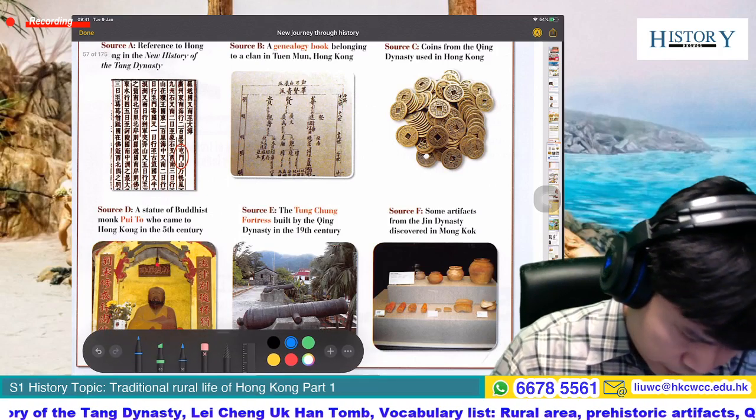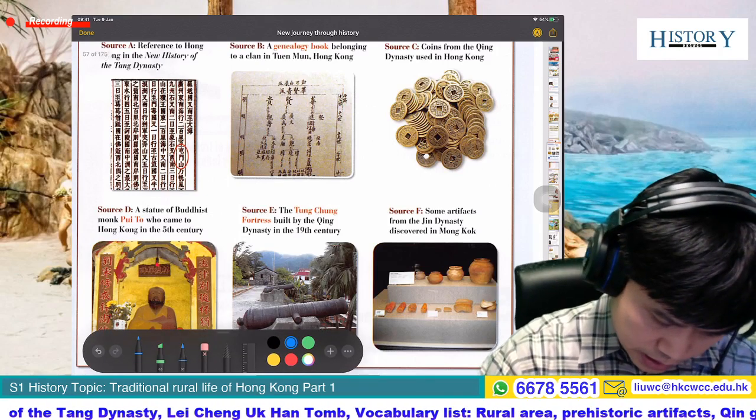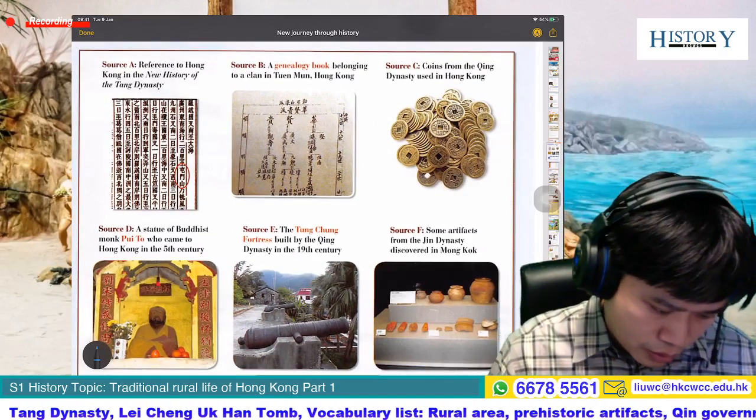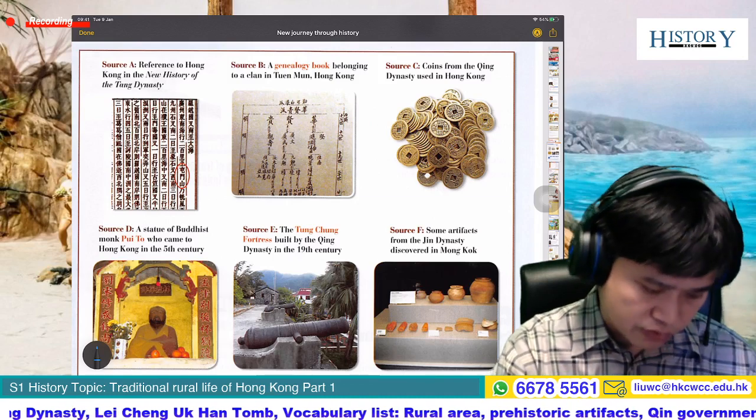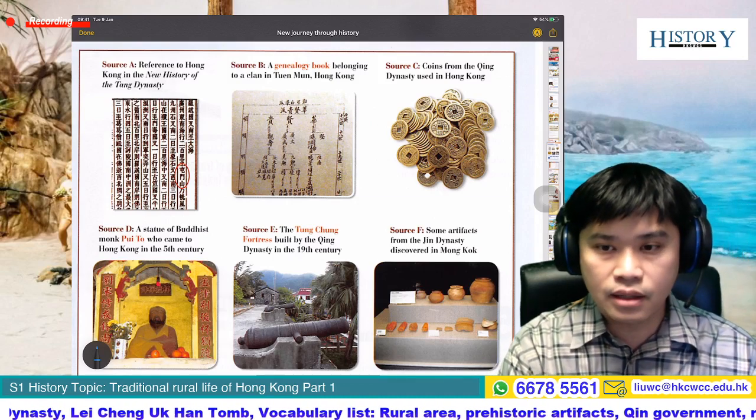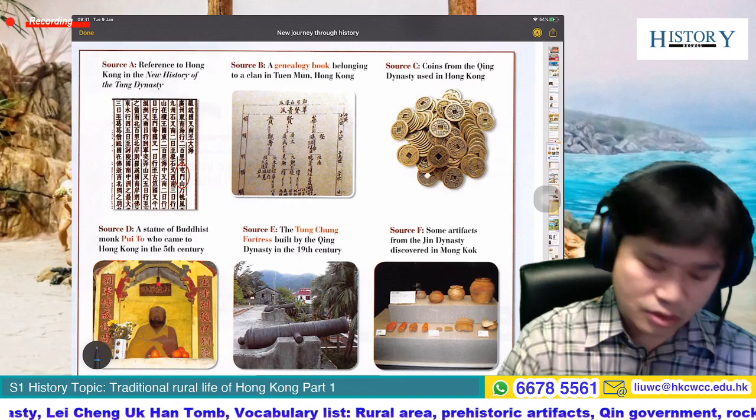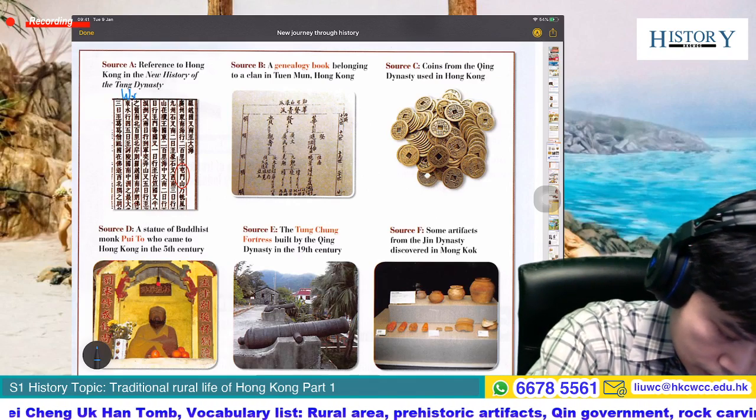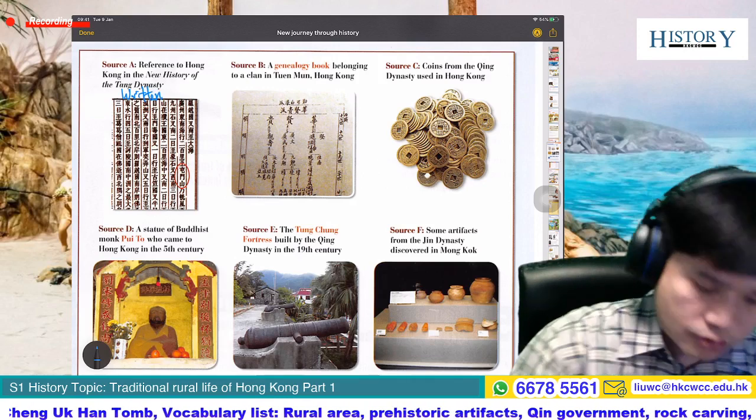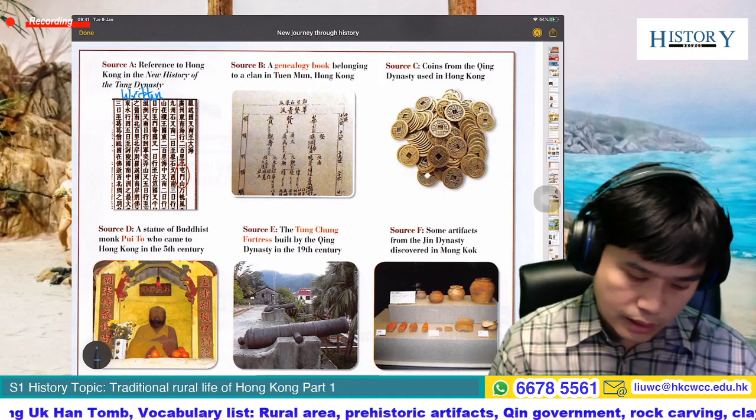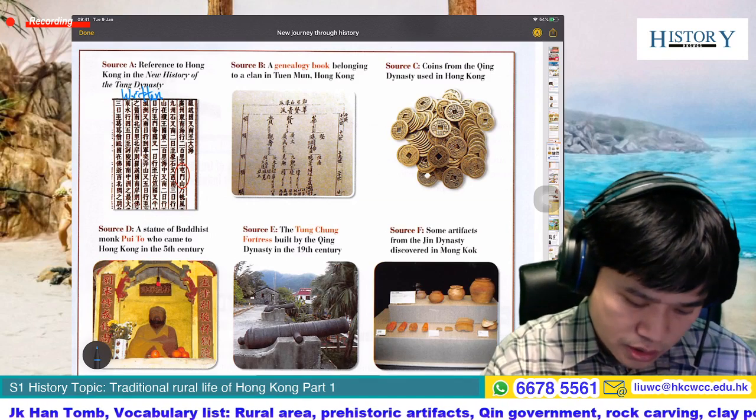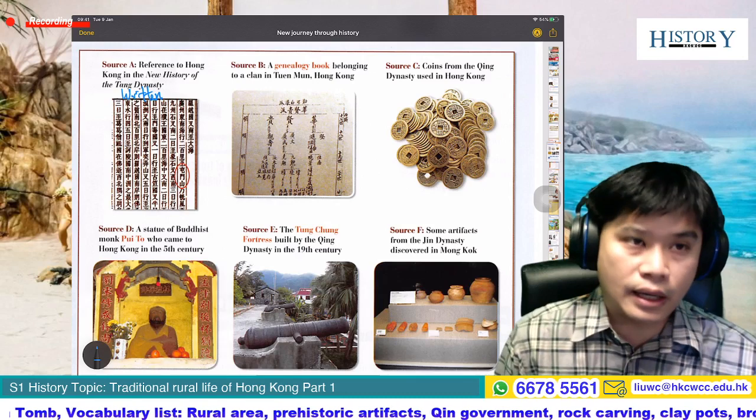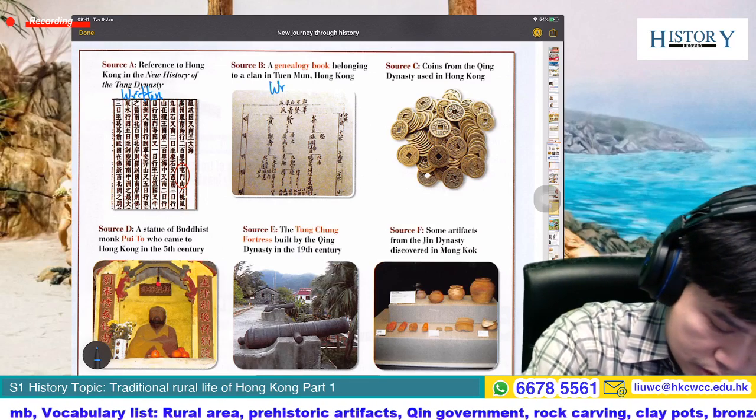First, source A is a reference to Hong Kong in the New History of the Tang Dynasty. Is it a written source? Of course, this is a written source. Then the second one, genealogy books belonging to a clan in Tuen Mun. 呢個族譜嚟㗎啦, is that a written source? Of course, this is a written source.